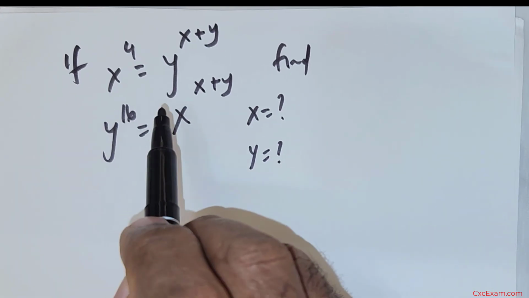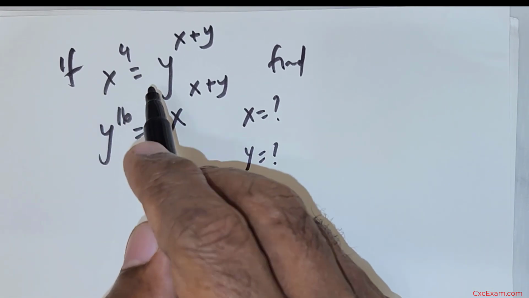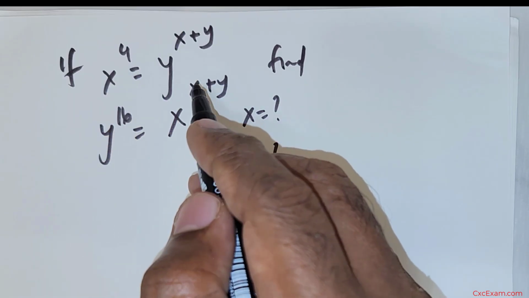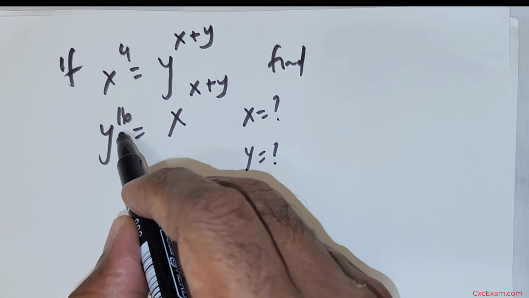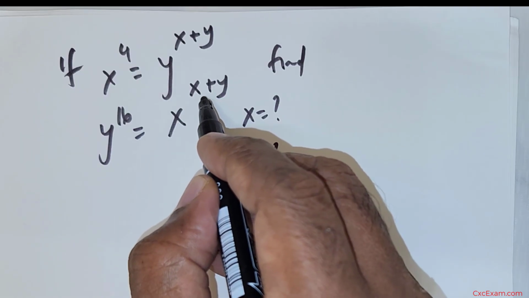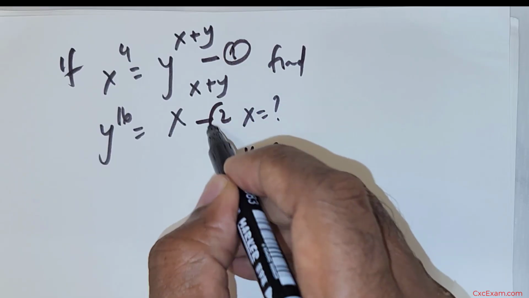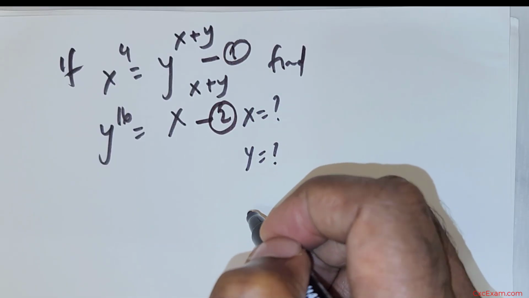Today everybody, we have been given two systems. x^4 = y^(x+y), and y^16 = x^(x+y). Now we'll take it as 1 and 2. We are expected to find the value of x and y.